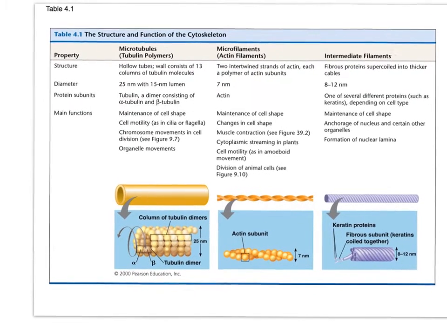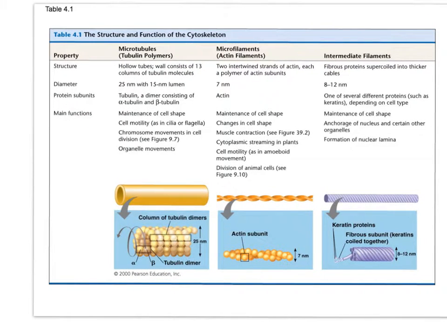This table is very important. It gives you everything that you really need. The structure of microtubules is a hollow tube. That's why it's a tubule. It's a hollow tube composed of tubulin subunits. Tubulin is a protein, with alpha and beta forms, and they link together to form this helical tube that's hollow.